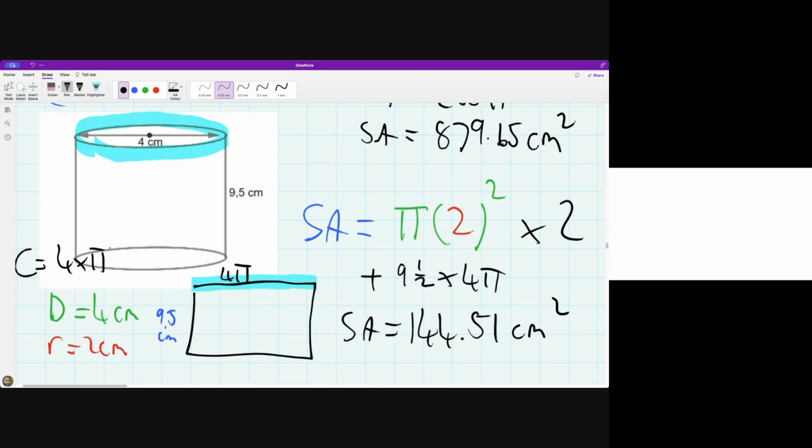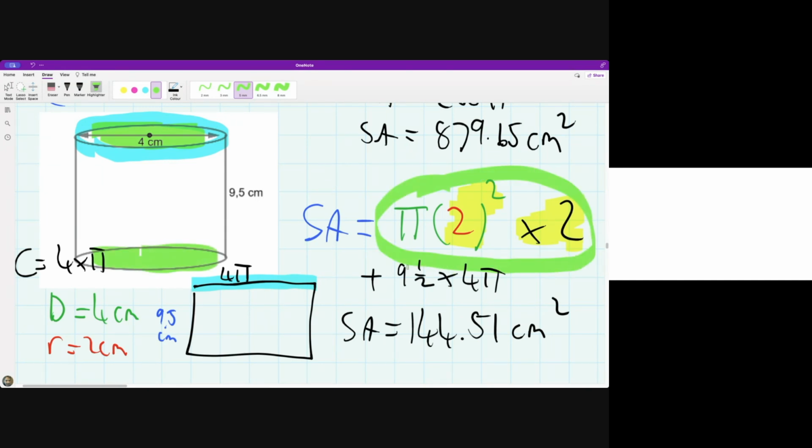Where did I get the 8 from? The 8 came from over here. So thanks, Amelia, for the question. 2 squared is 4, and then 4 times 2 again is 8. So these things together give you 8 times pi, and then plus the 9.5. So basically this circle and this circle are taken care of by this. And then the rectangle over here is this bit here. Did that help, Amelia?